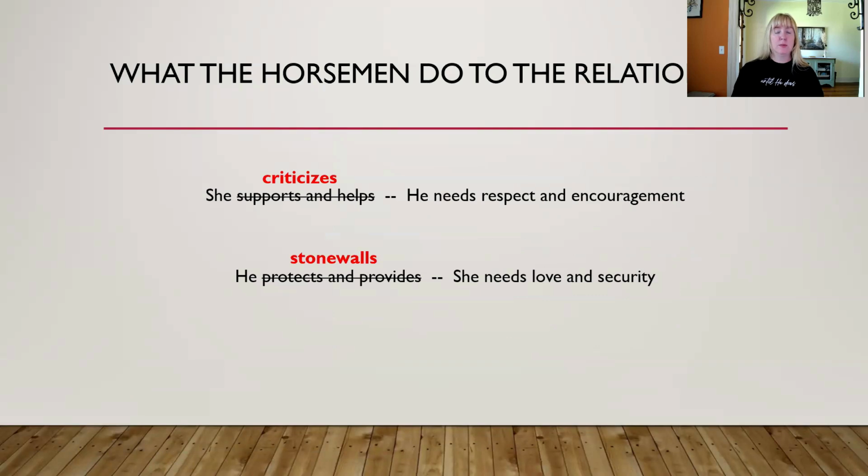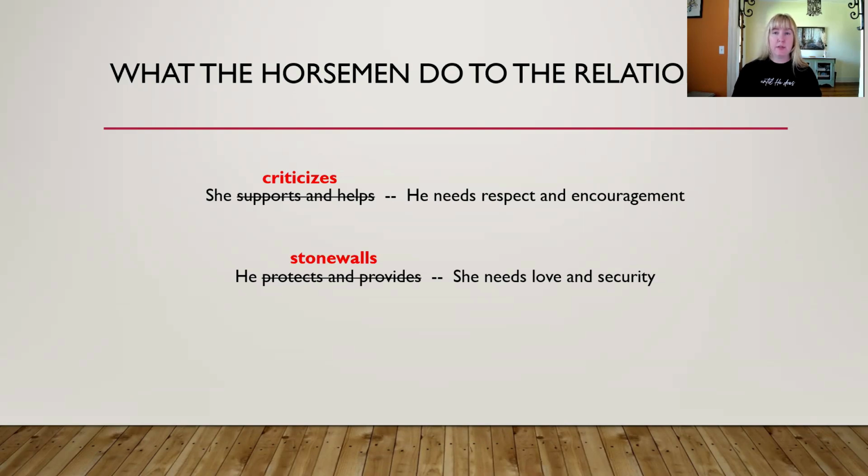Okay, so what do the horsemen do to the relationship? Well, instead of supporting and helping, she's criticizing. And instead of protecting and providing, he's shutting down on her and stonewalling, right? Well, look at how that corresponds to the primary emotional needs. If he needs respect and encouragement, instead of getting that support and help from her, he's now getting criticism.